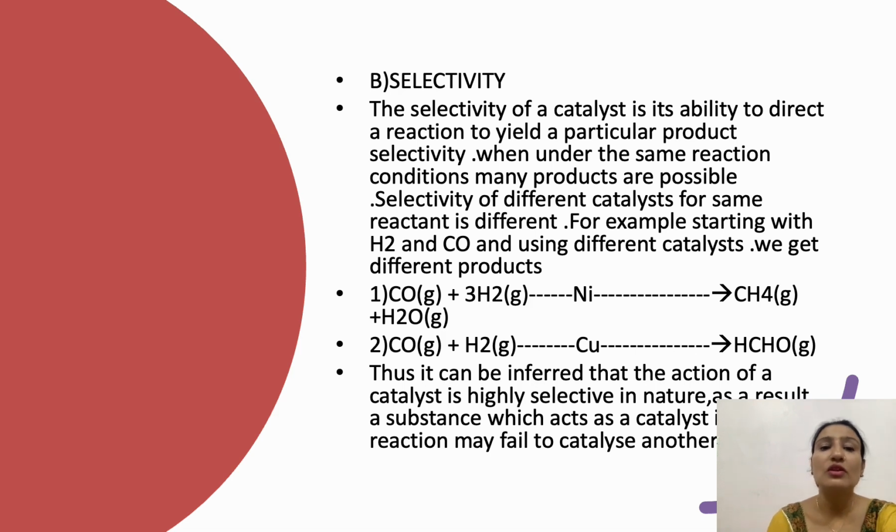Now you see with these two examples the selectivity of a catalyst. With the use of two different catalysts on the same reactants, we get different products. As we use nickel as a catalyst, we get methane as the product, and if we use copper as a catalyst, we get formaldehyde. Thus, it can be inferred that the action of a catalyst is highly selective in nature.